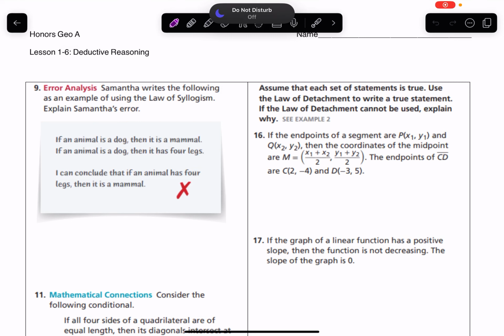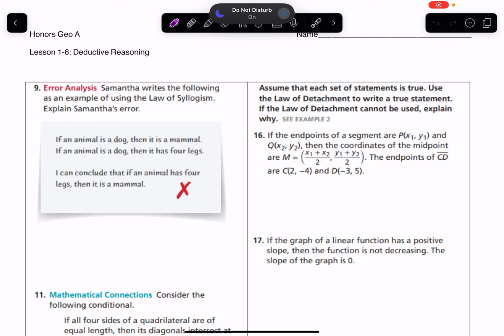All right, hello everybody. It is time for us to go over the 1-6 worksheet on deductive reasoning. So this one is a pretty quick worksheet, just a lot more about truth tables and the two laws that we learned about in class. So number 9, Samantha writes the following as an example of using the law of syllogism.